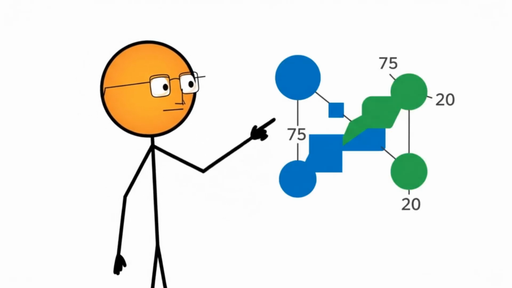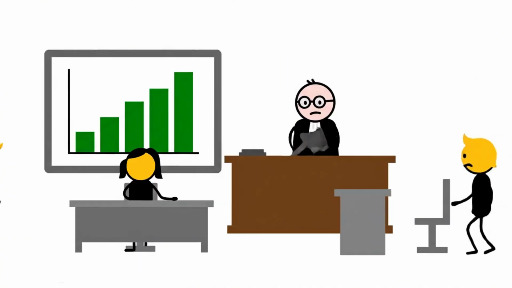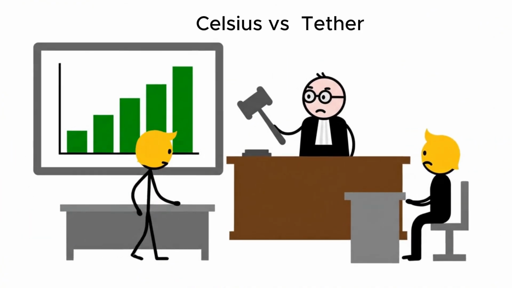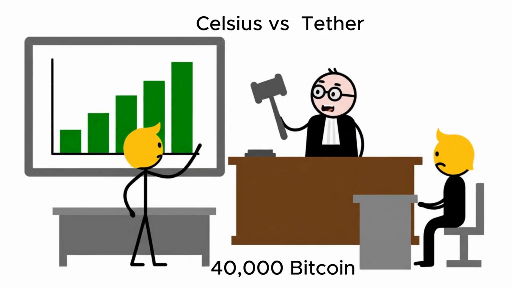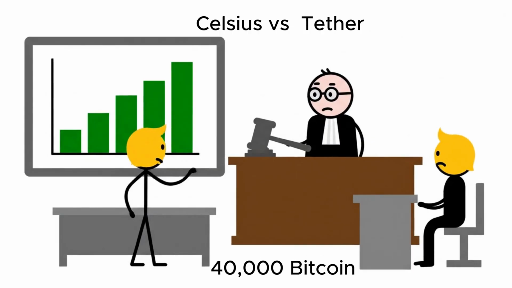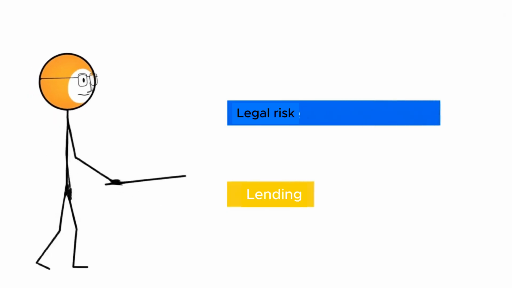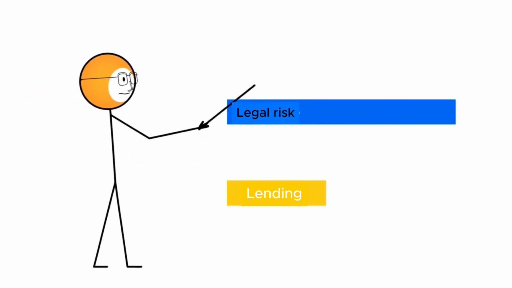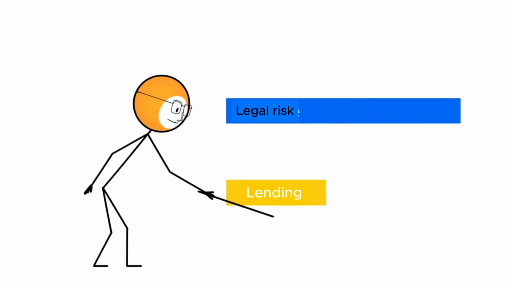And this is not just some far-fetched theory. The lawsuit between Celsius and Tether, tied to the liquidation of nearly 40,000 Bitcoin, is still being allowed to move forward in US court, which shows that the legal risk tied to Tether's lending activity is very real.